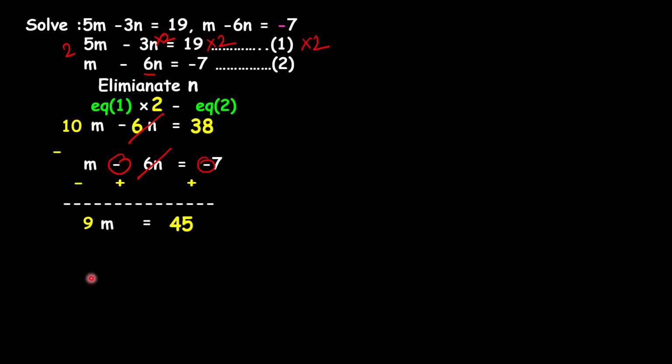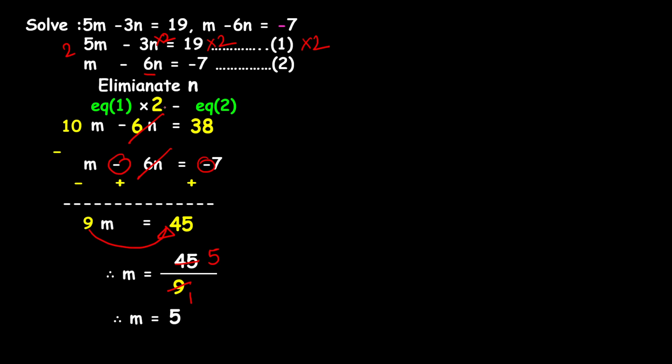To find the value of m, we have to transfer 9 to RHS. Multiply 9 becomes divide by 9. Dividing by 9 we will get 9 1s are 9, 9 5s are 45. Therefore m is equal to 5.